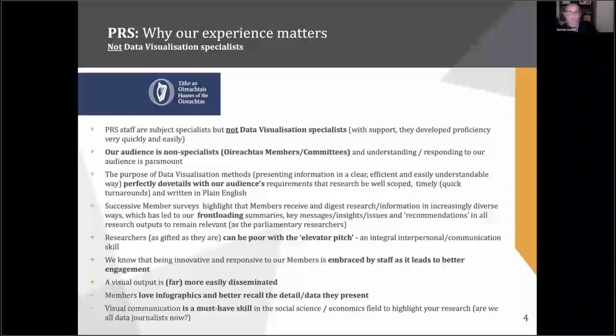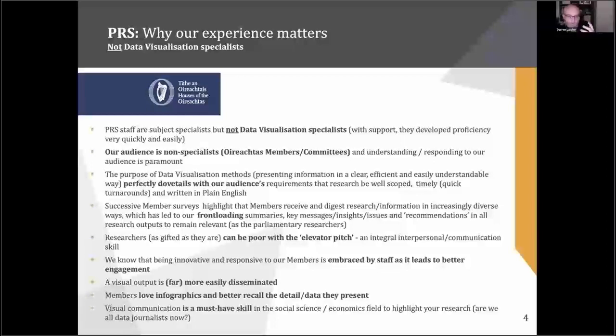Oireachtas members and committees have various different levels of interest, and there are so many different topics. They're time poor by nature, and there's a huge amount of information that they have to consume at any one point in time, from various different sources of information, as Shane was mentioning earlier. It's a very important thing to note.